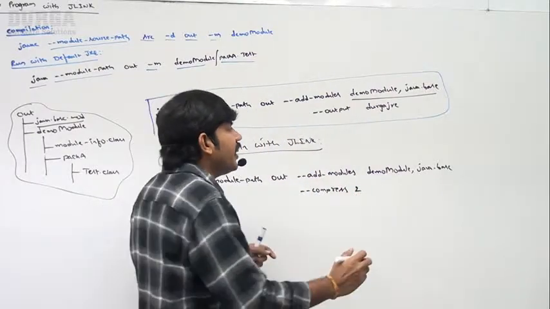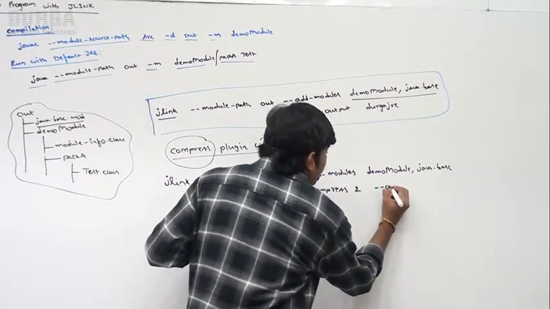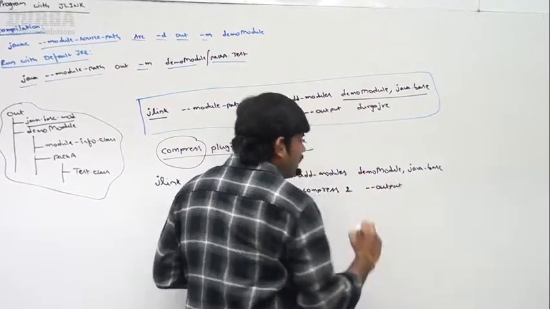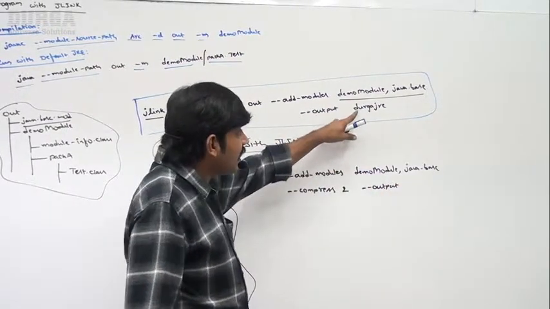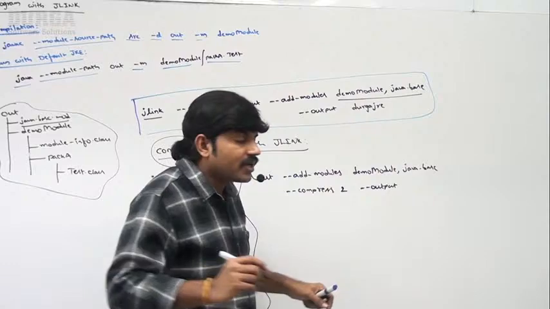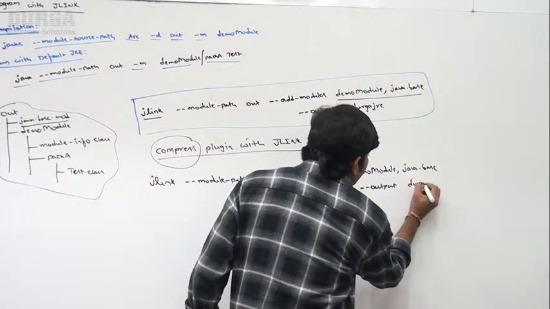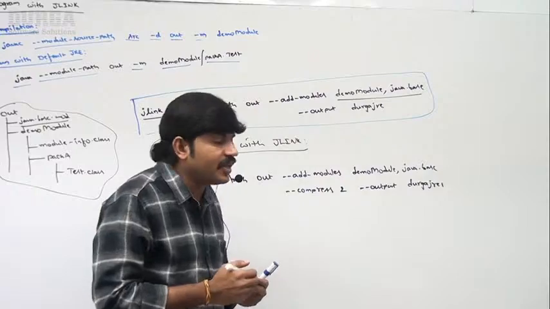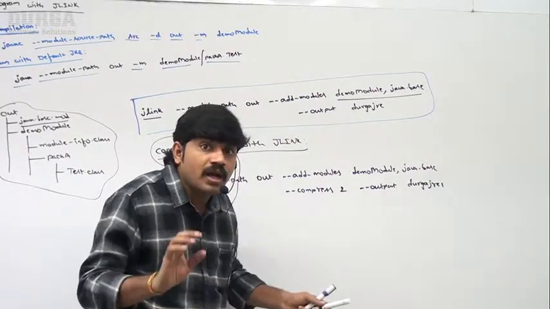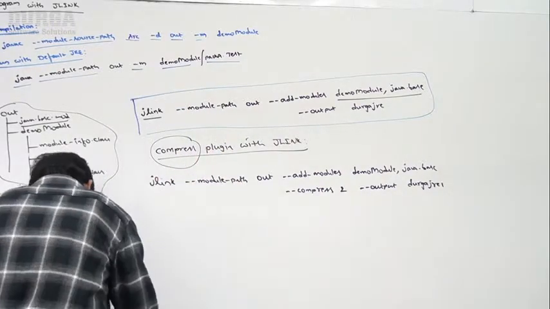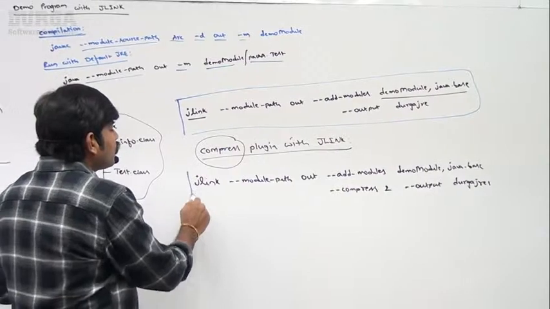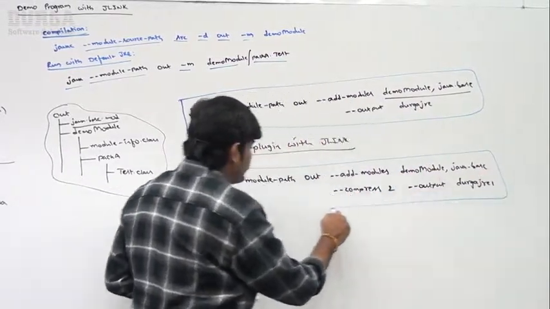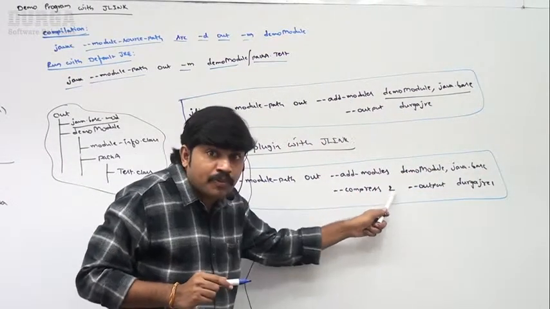Next, which JRE do you want to create? --output. Earlier I created Durga JRE, but now let me create Durga JRE1. Are you getting that? Let me create --output Durga JRE1. Okay, that's all. Now Durga JRE1 is ready with the compress option also.